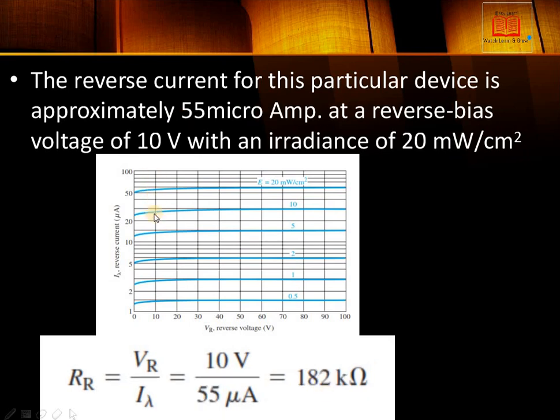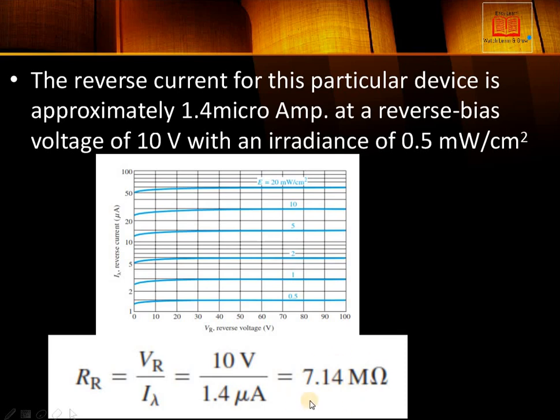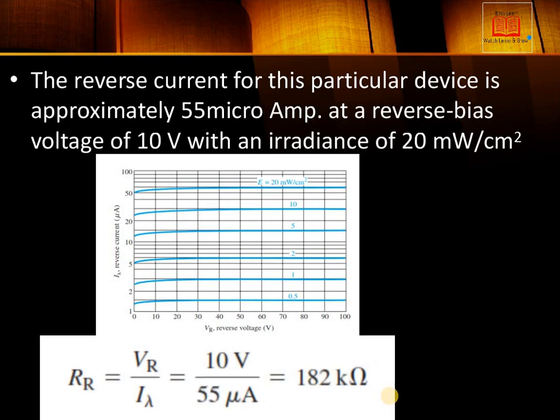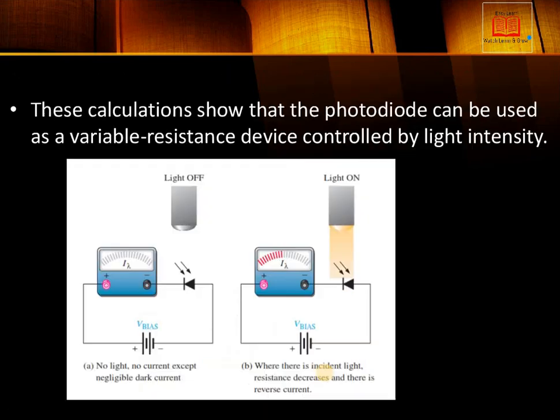And for this last curve, all the parameters are the same, voltage is the same at 10 volt reverse voltage, and the current is 55 microampere. Here you can see that this is 55 microampere, irradiance is increased, everything else is the same, then resistance is decreased. From the previous, you can see that this is 7.14 megaohm, a large resistance in case of low light intensity. But when light intensity is increased, resistance is decreased. So we can also control the resistance from this.